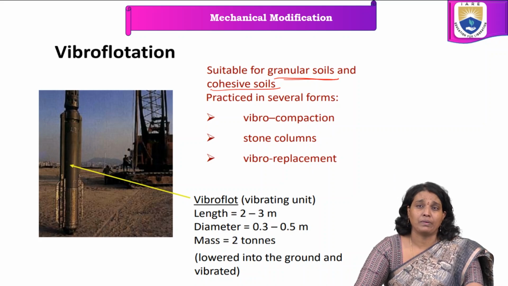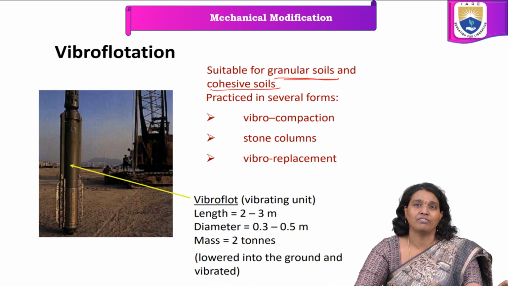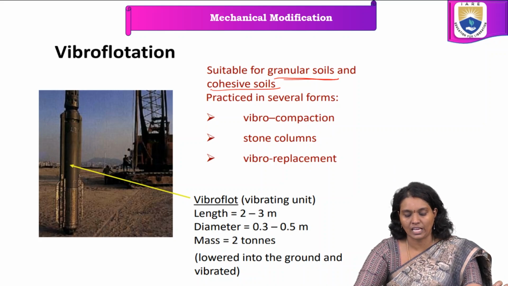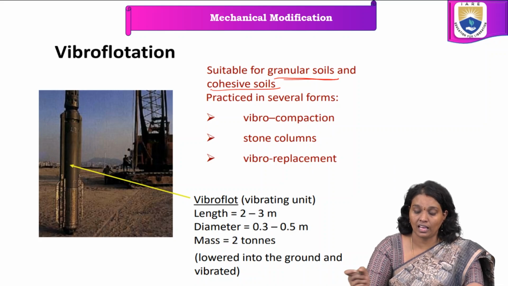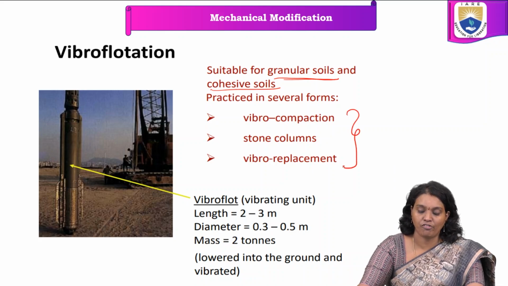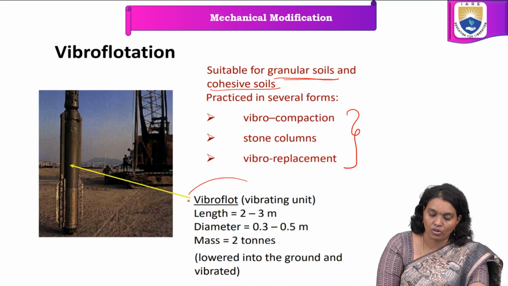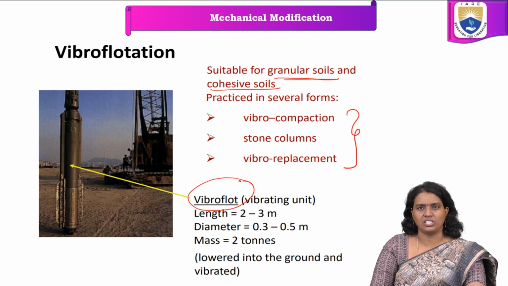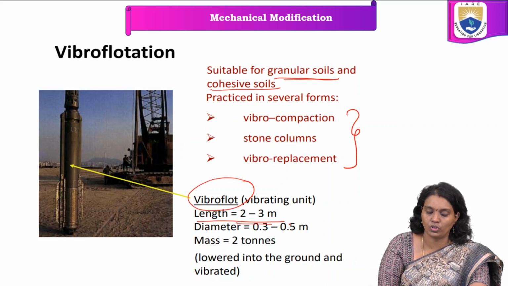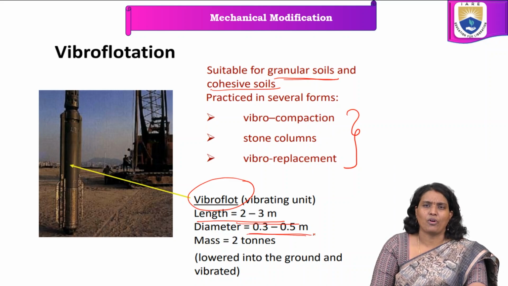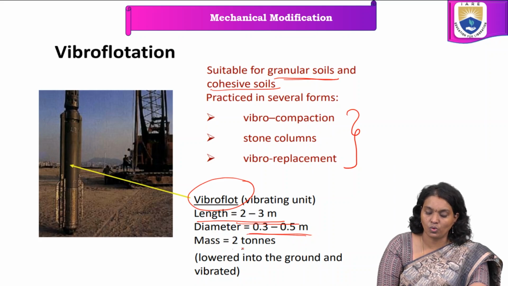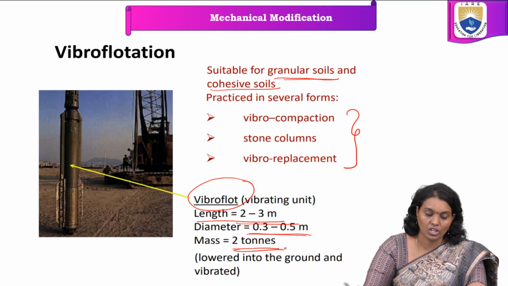Coming to the practical purpose, various forms are available for vibro flotation: vibro compaction, stone columns and vibro replacement. These are the three different practical forms we use for this technique. The vibro float length is between 2 to 3 meters, diameter between 0.3 to 0.5 meter, and the mass is 2 tons. It is lowered into the ground and vibrated.